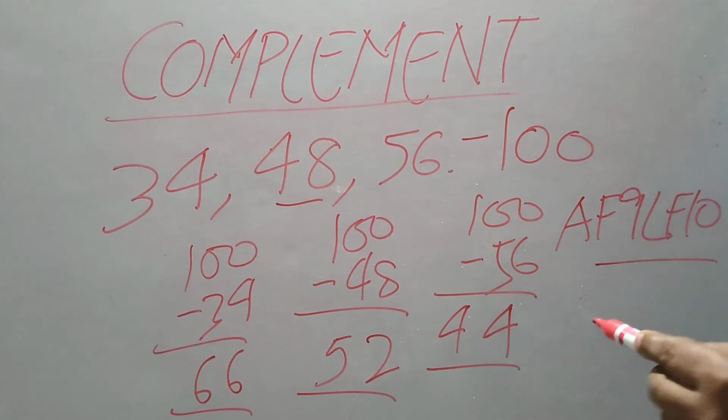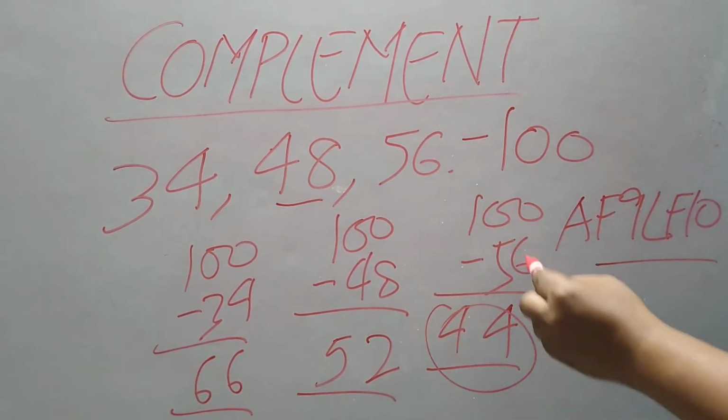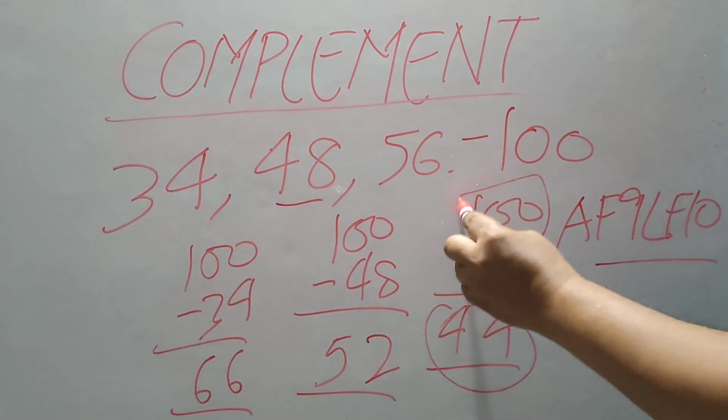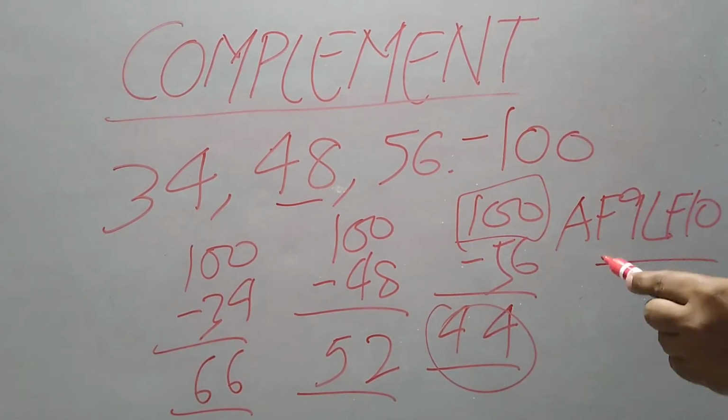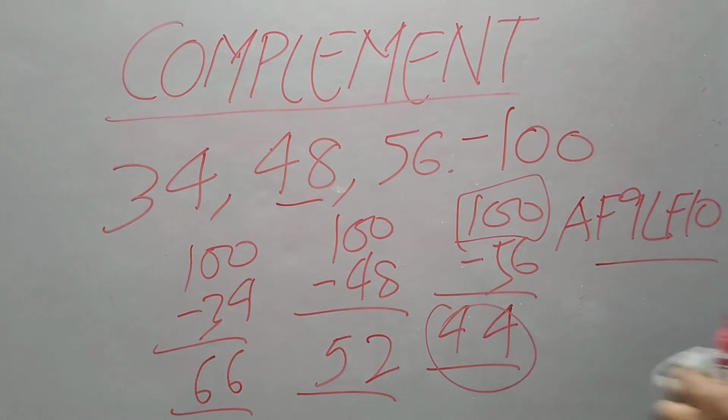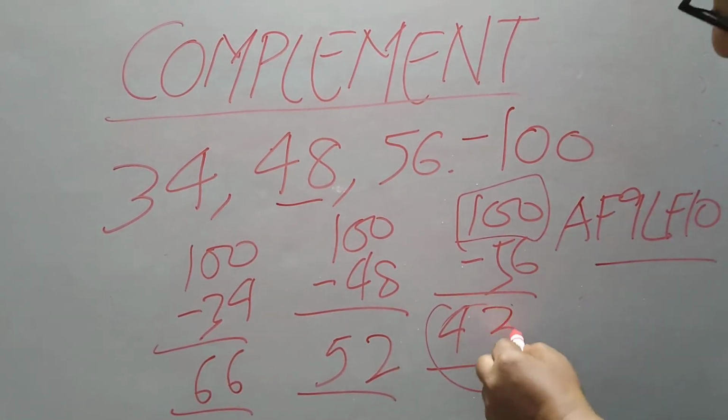If you want to check whether this complement is correct or not, you just add these two numbers. You should get the base number. If you are not getting the base number, suppose I write over here 43. Suppose I make a mistake and I write it 43.